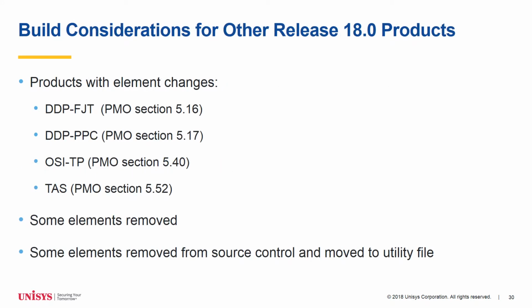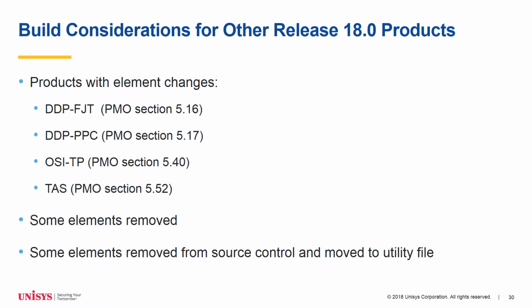This topic is also of interest primarily if you maintain your own local code within the set of products DDP-FJT, DDP-PPC, OSITP, and TAS. In Release 18, a variety of elements within each of these products was either removed entirely or was removed from source code and placed in the utility file on the product's master tape.